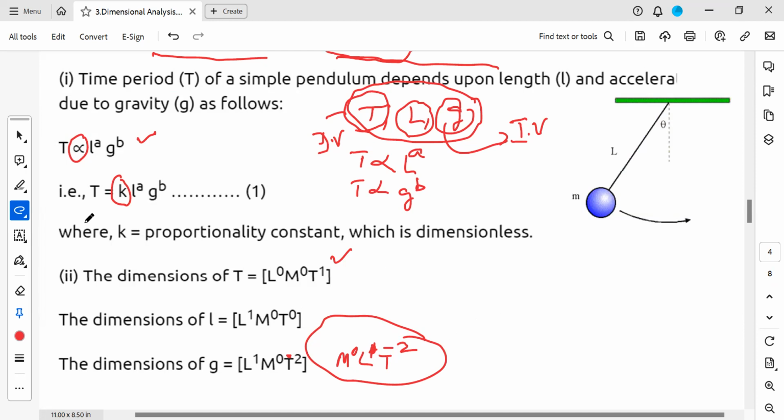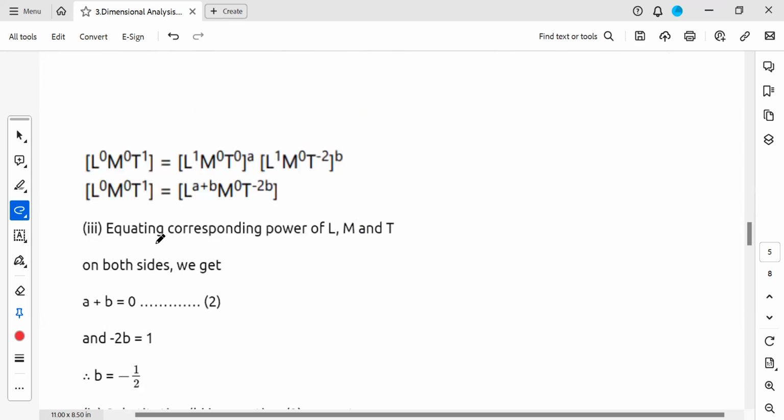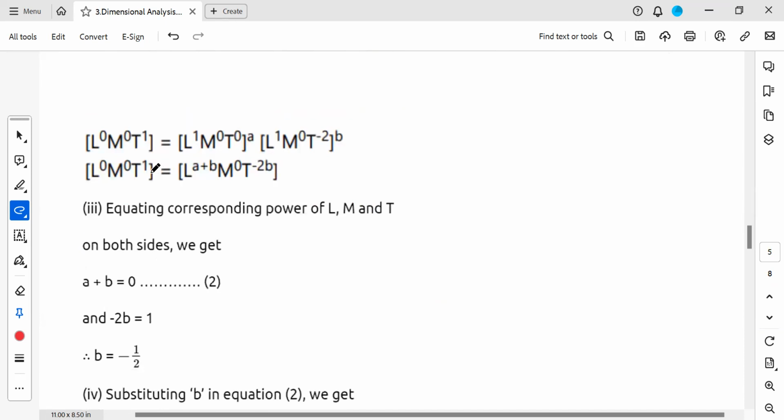Now let us take this equation, that is T is equal to k into L power a, g power b, and apply dimensional homogeneity. The time period is equal to some constant into L power a, g power b. For the time period, the dimensions will be L power 0, M power 0, T power 1. Here, for constants, there are no dimensions. For L, L power 1, whole power a. For g, L T power minus 2, whole power b will be there. Now, it is L power 0, M power 0, T power 1.